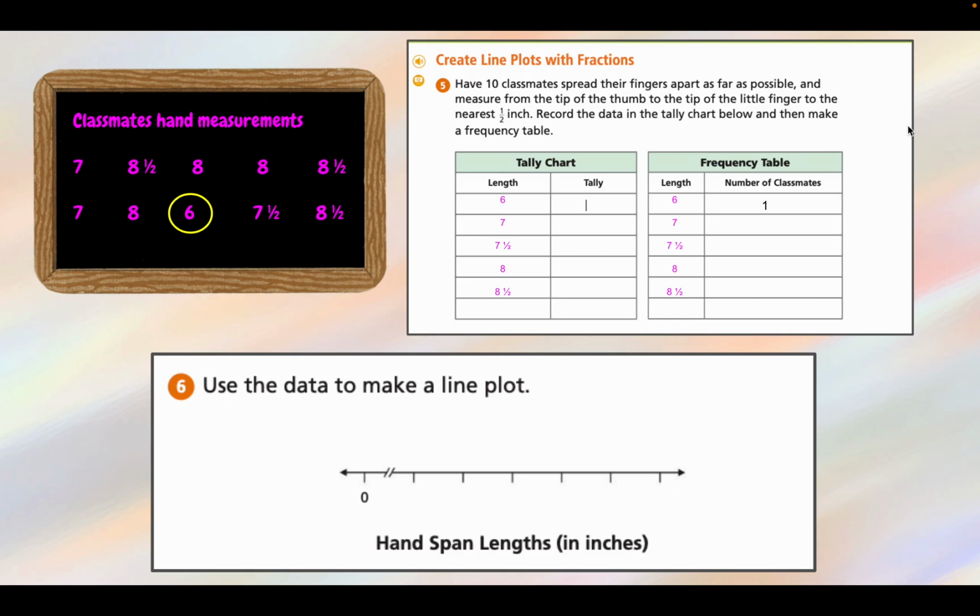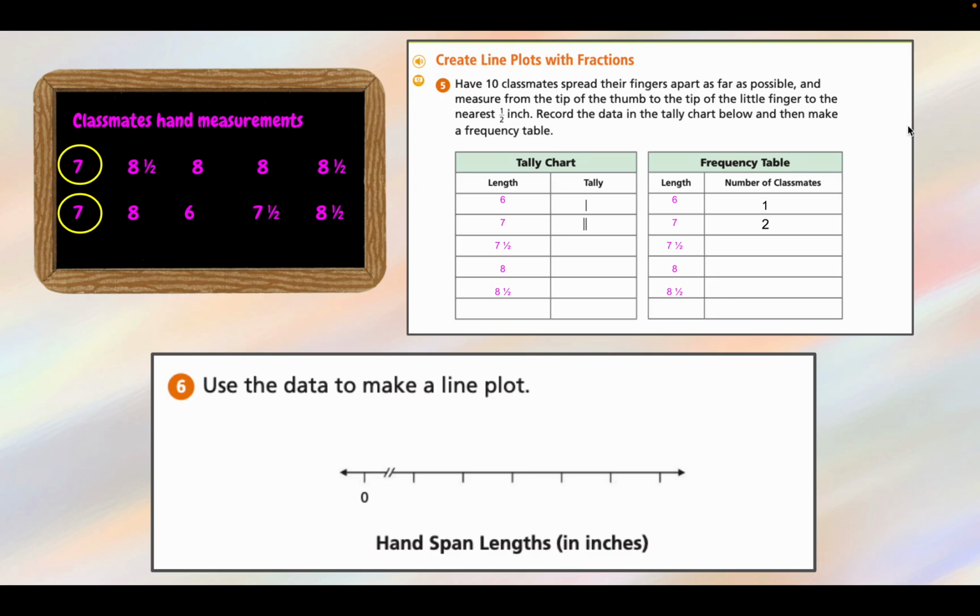Then what we need to do is make the tally mark and the number for the frequency table of how many times we see those numbers. So the number 6 only appears one time. So I put 1 tally and then I put the number 1 in the frequency table. The number 7 shows up 2 times. So I'd make 2 tally marks and then the number 2 in the frequency table.